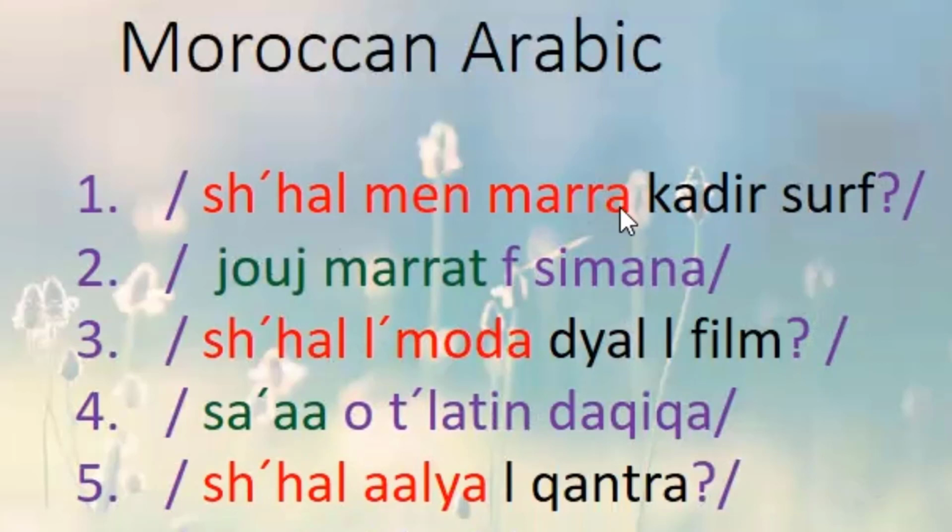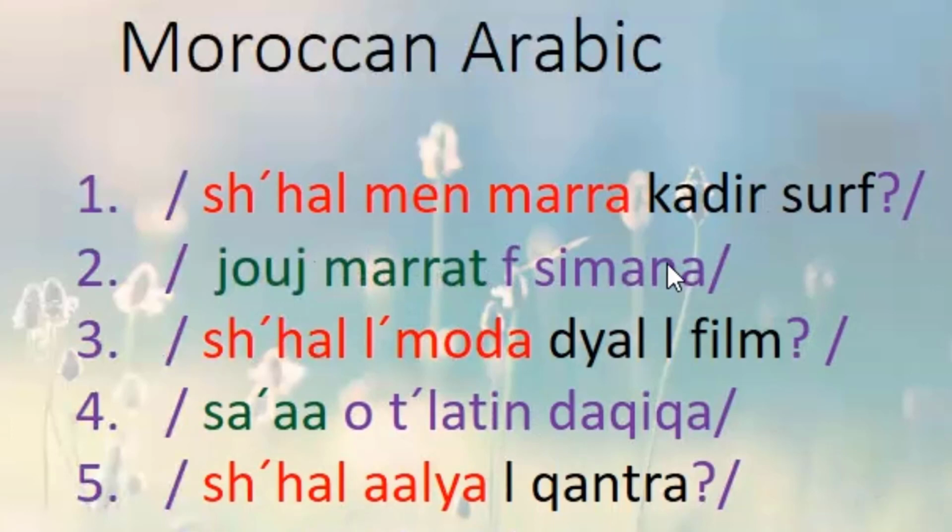شحال من مرة كتغسل سنانك? How many times or how often do you clean your teeth? How do you brush your teeth, for example? Number 2, 2 times a week. جوج مرات في السيمانة. So 2 times is جوج مرات. 1 time is مرة واحدة. 3 times 3 المرات. 4 times 4 المرات. So 2 times a week, جوج مرات في السيمانة.